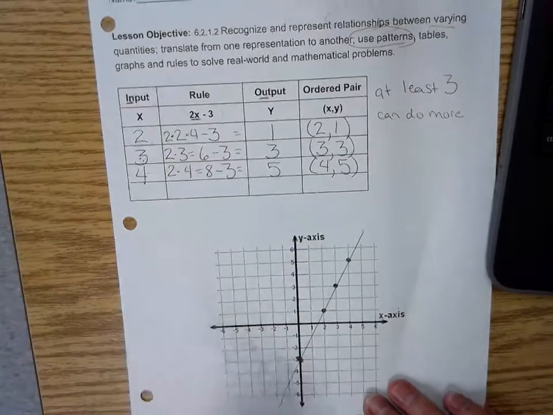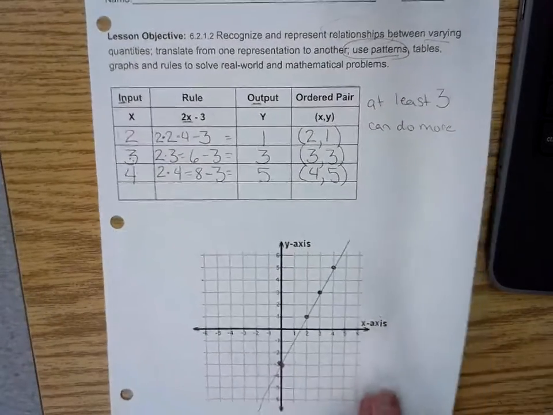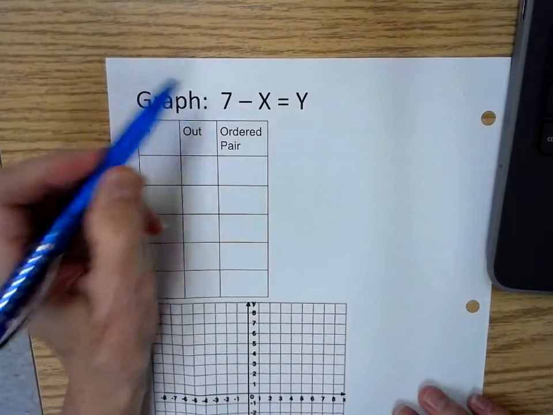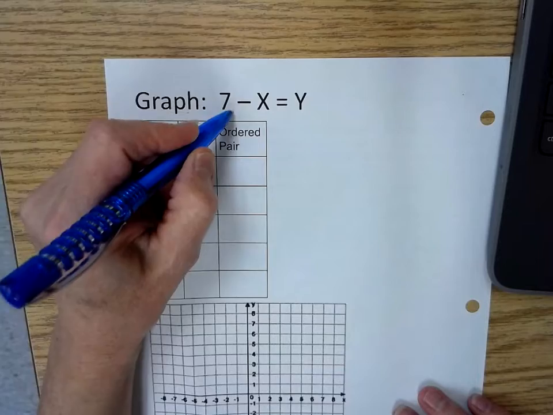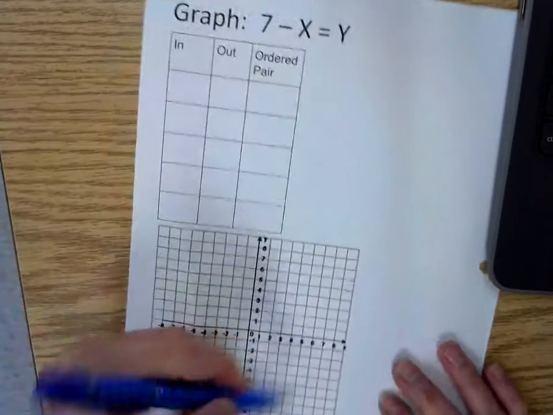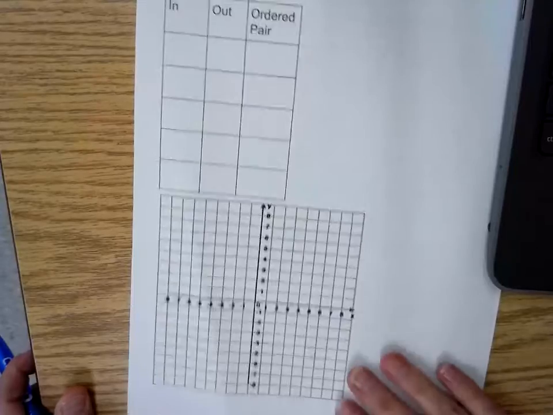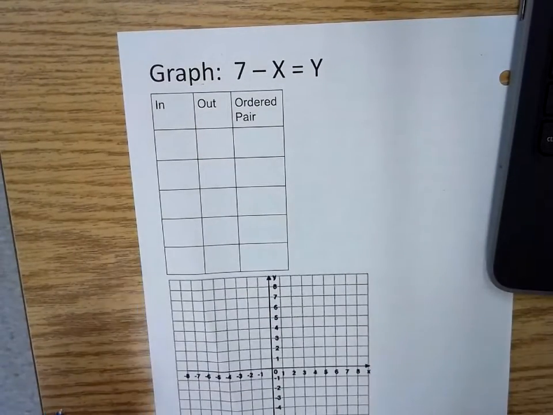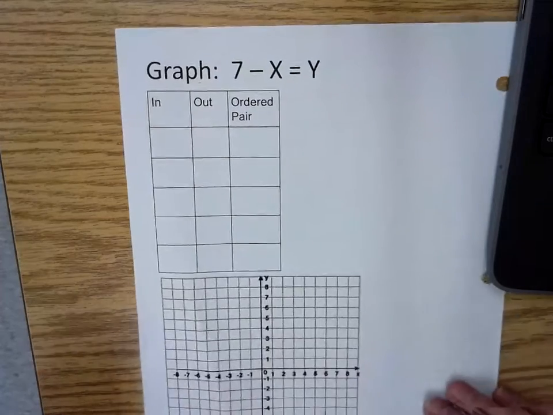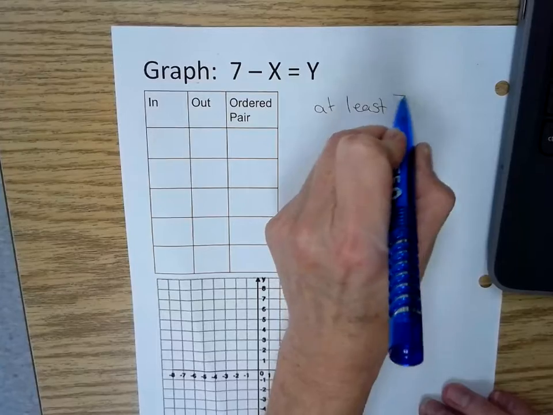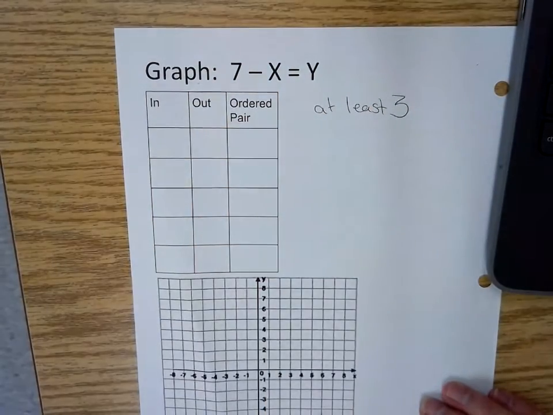Okay? So now we're going to turn our paper over, and we're going to try one more. Here we have the rule where it says graph this. What it's saying is graph this rule. Well, we can't just jump down here and graph it. First, we have to have some dots to create the line. So how many dots are we doing again? At least 3.